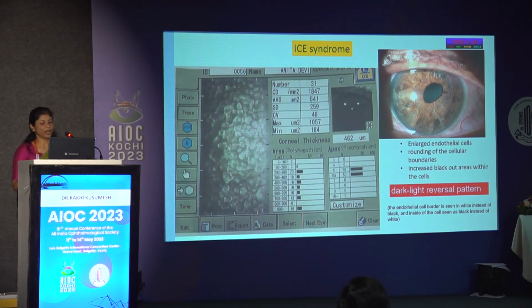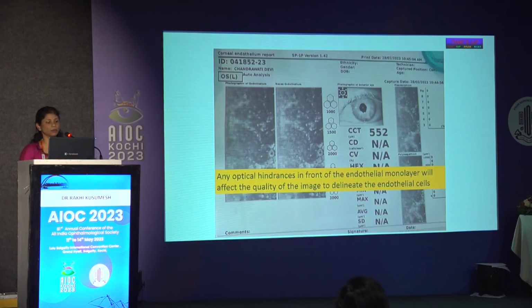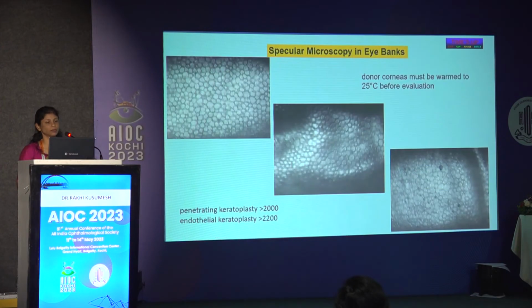A very characteristic finding present in ICE syndrome is the dark-light reversal pattern. Normally what we see in specular microscopy, the borders are dark and the center area looks bright. But what happens in ICE syndrome, the borders become light in comparison to the center area, and this is called the dark-light reversal pattern. In any case where the specular gets some hindrance, like if the cornea has any kind of opacity or haze, then we cannot have a good endothelial image, and here we cannot rely on these findings.